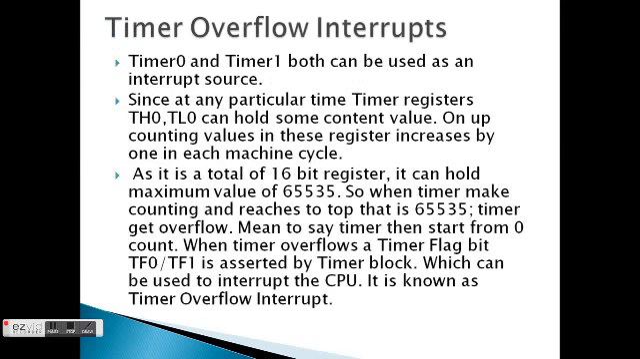Now what is a timer overflow interrupt? Timer 0 and timer 1 can both be used as an interrupt source. The total value of the 16-bit register reaches a maximum of 65535, that is 2 raised to the power 16. So when the timer counts and reaches the top level, that is 65535, the timer overflows. That means it again starts counting from 0. This value is asserted by the timer block and is used to interrupt the CPU, and this is what is known as a timer overflow interrupt.